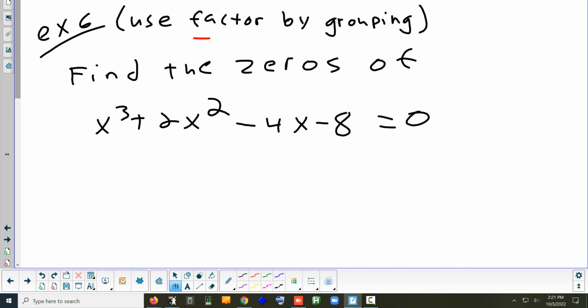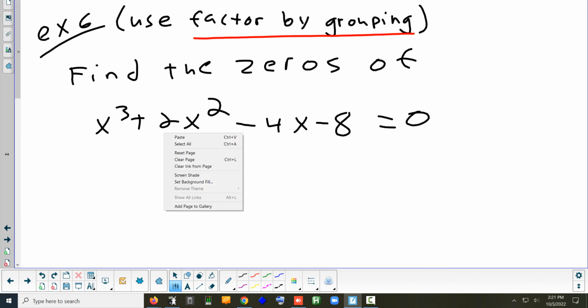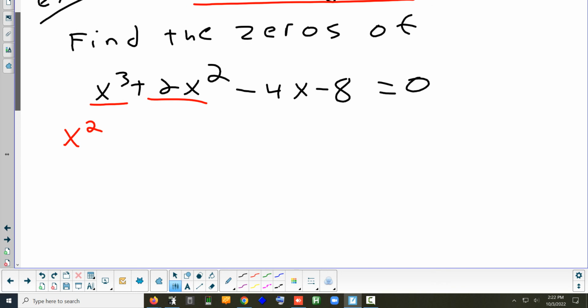And they give us a hint, and they say to do factor by grouping. So if you don't remember what factor by grouping is, it's when you take the first two terms and factor out what they both have in common. Take the second two terms and factor out what they have in common. So let's start with the first two. What does x cubed and 2x squared both have in common? What do these both have in common that you could factor out? X squared. Yep, perfect. So factor out an x squared.